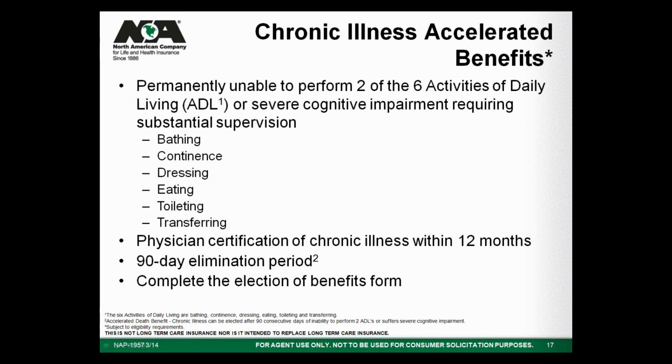So basically, if someone has a situation where they're unable to perform 2 of 6 ADLs, and let's just say that the 2 are toileting and transferring, and let's say it's a husband and wife, and it's the husband that has the 2 of 6 ADLs, and the family says, well, we can probably take care of it. After 6 months, they're like, we just can't do this anymore. They get the physician certification that happened 6 months ago. That takes care of the 90-day elimination period. They complete the form, they can have the money right away. So that's how that works with the elimination period.